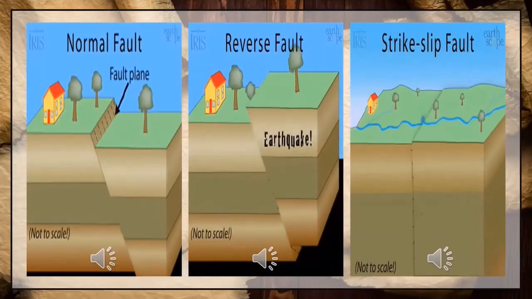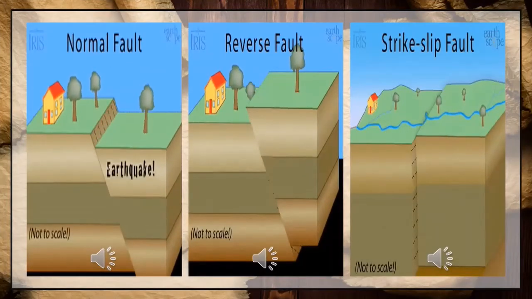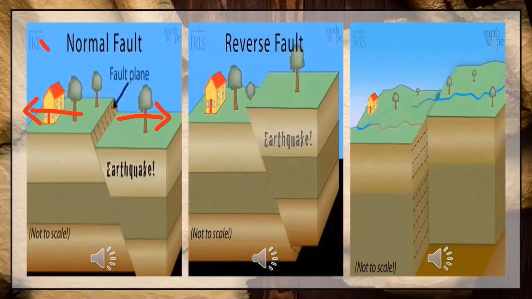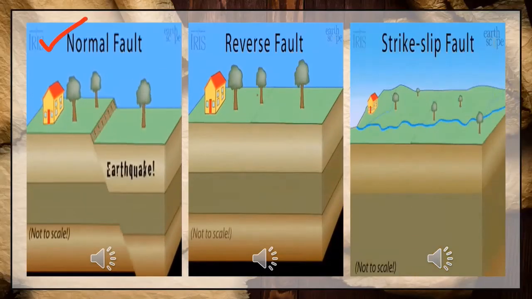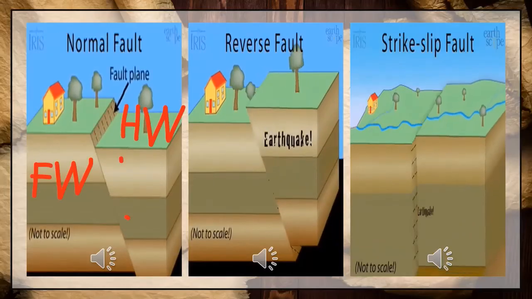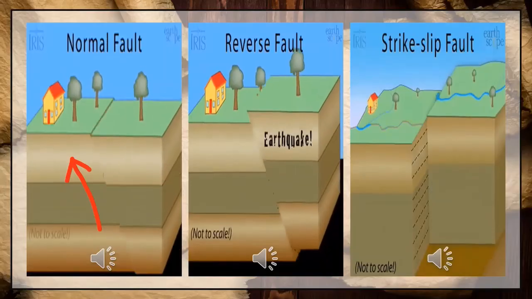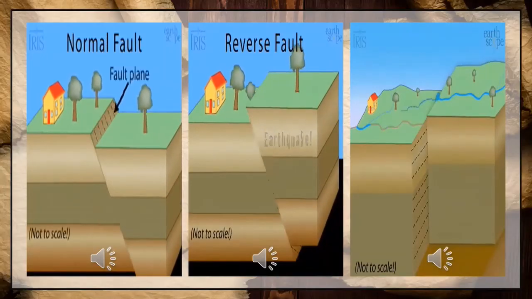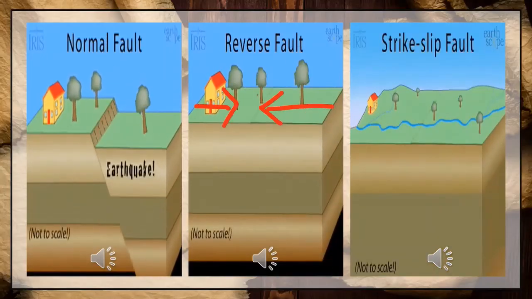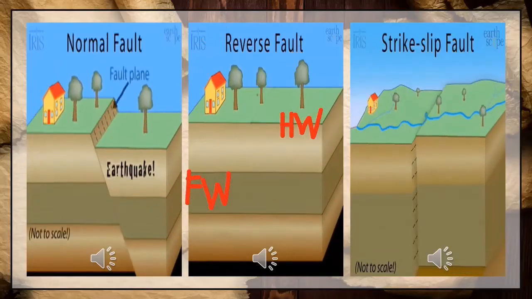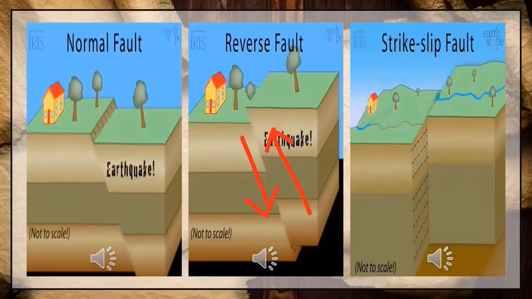There are three types of crustal faulting. The first one is where the crust is being pulled apart. Normal faulting occurs, in which the hanging wall block moves downward with respect to the footwall block. The other one is where the crust is being compressed. Reverse faulting occurs, in which the hanging wall block moves upward over the footwall block.